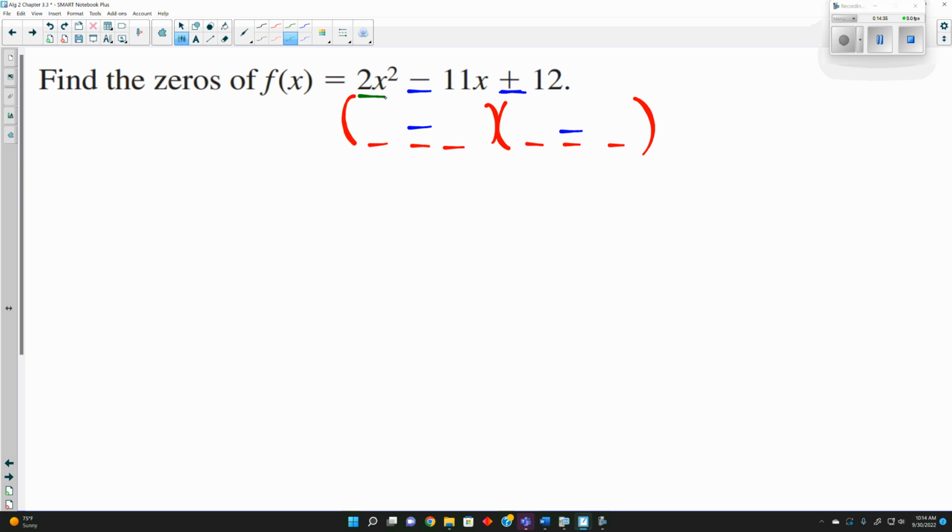Now we need to find the factors of the first and third term. Well, 2x squared, we know we'll have x and x. And one of these is going to be a 2. Now, because we're finding the zeros, we're trying to see where this is equal to 0. Now, the factors of 12 are 1 and 12, 2 and 6, 3 and 4. So we could try 2 and 6 or 1 and 12.